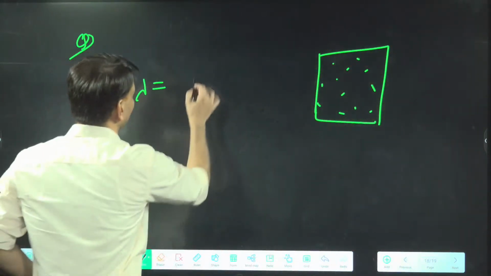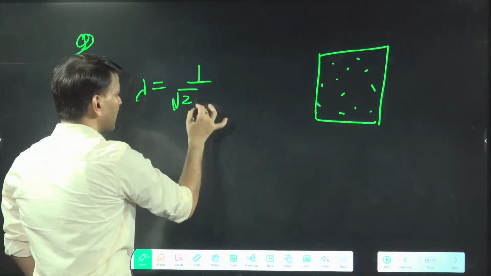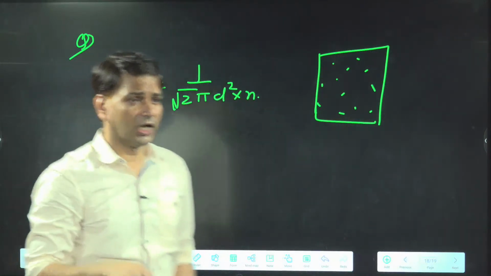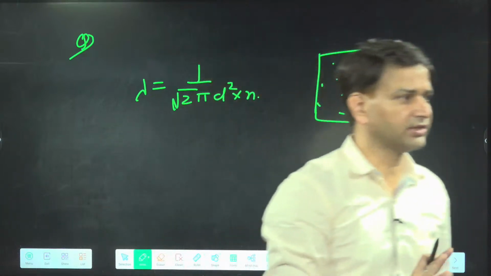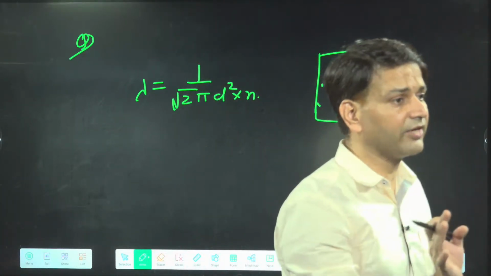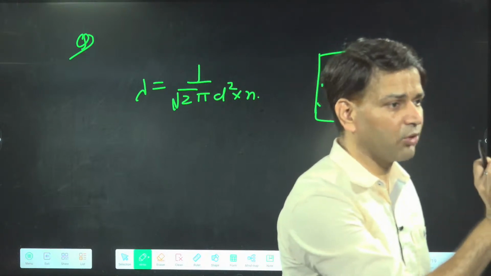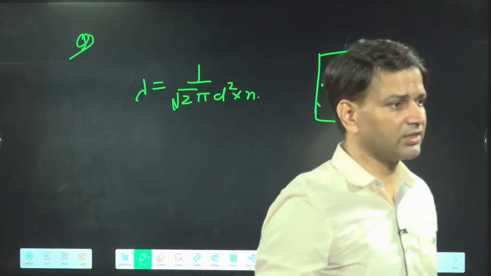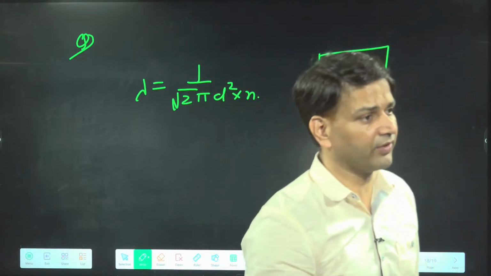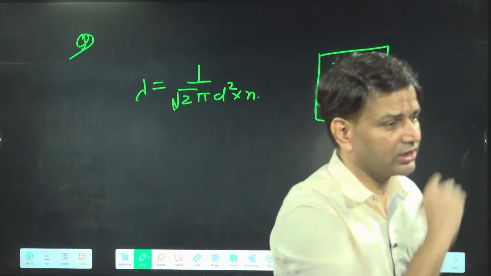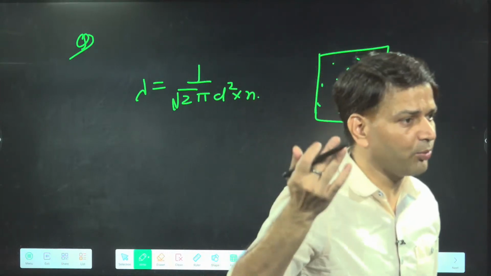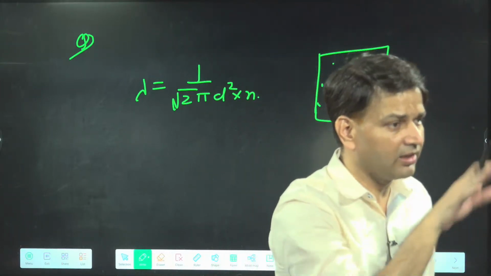Lambda, we will go through the formula 1 upon root 2 pi d square into small n. Now on heating, d is not changing. Small n is the number of molecules per unit volume. It is the safest if you focus on the small n. Because here temperature is increasing, so pressure is also affected. So I cannot see only the temperature effect. The pressure effect I also have to see. But by using this formula, some gas is going out. If the gas goes out, the number of molecules per unit volume decreases. Why? Container is the same.